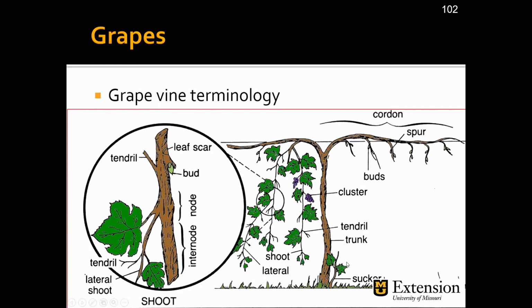Terminology: you have suckers that grow from the trunk of the grapevine. You have the cordon, which is going to hold the stems that are going to have the leaves and the fruits, and these are called spurs. And these are the buds. This is just to get you familiarized with the terms that they use for grapes, so that you are prepared for the class when Dr.